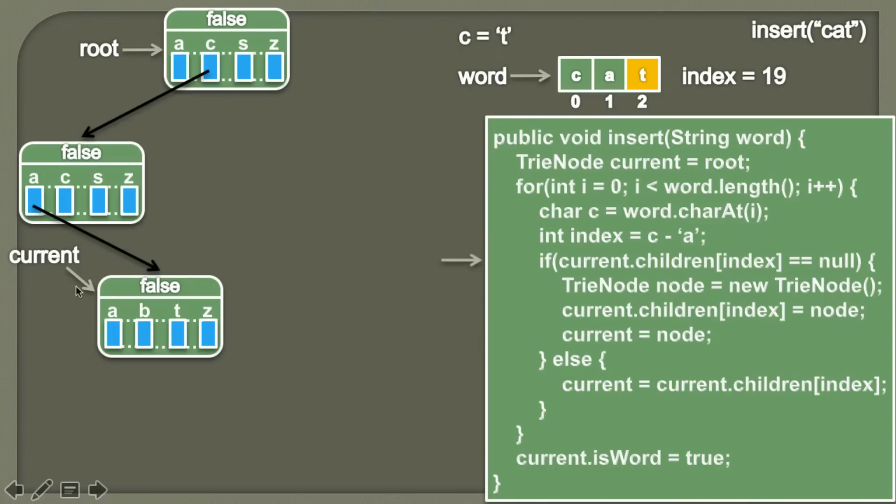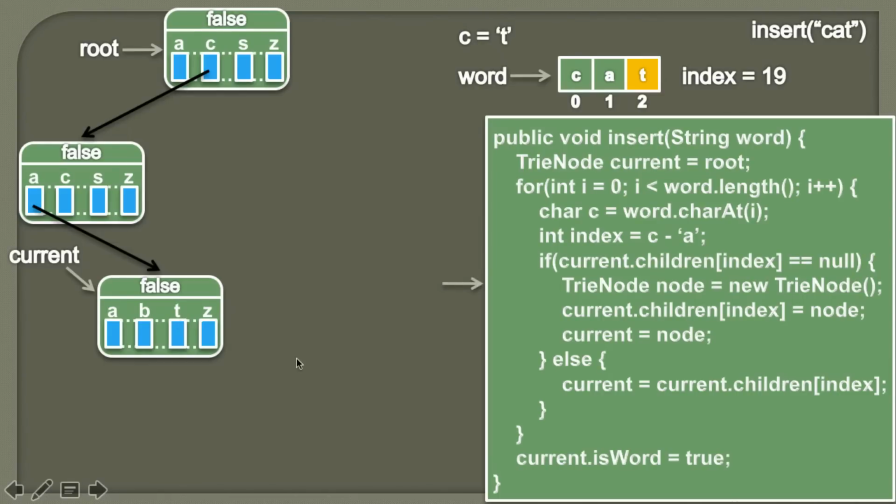So in the if block we'll again check whether the value at index 19 is equal to null or not. Here you can see the value at index 19 of this trie node array, which maps to t, is null. Therefore the condition in the if block comes out to be true.